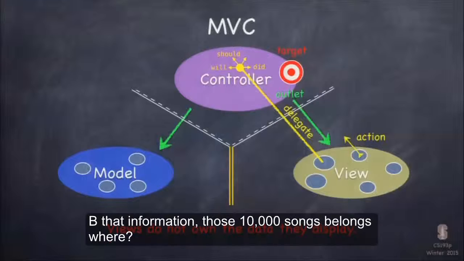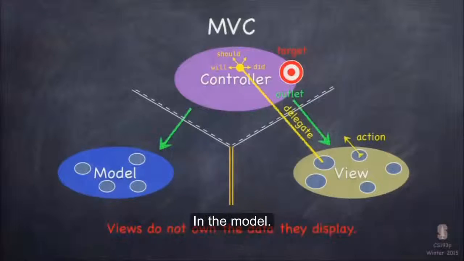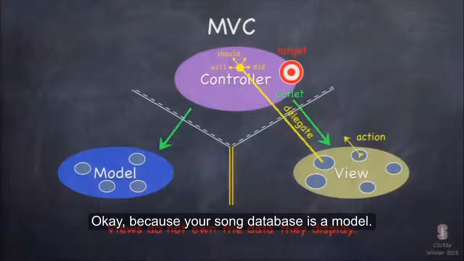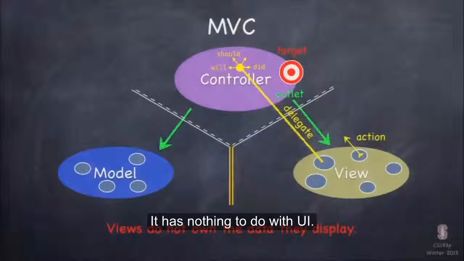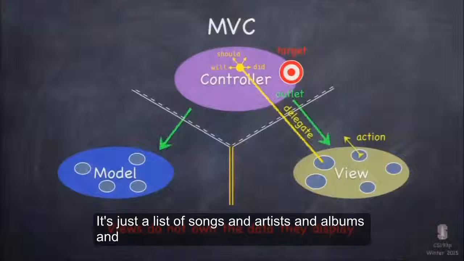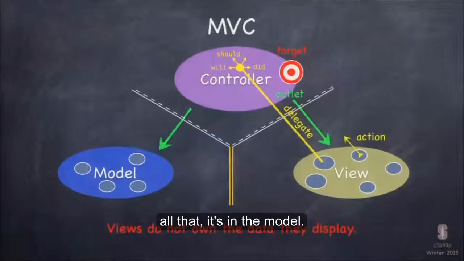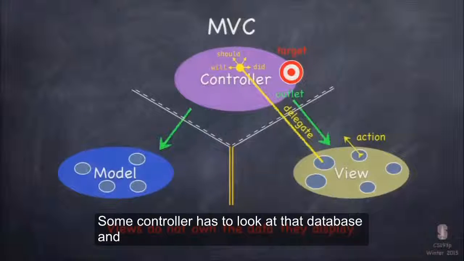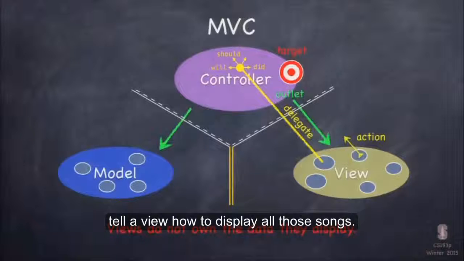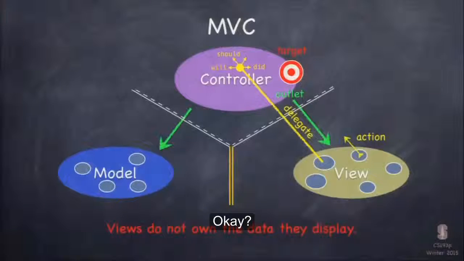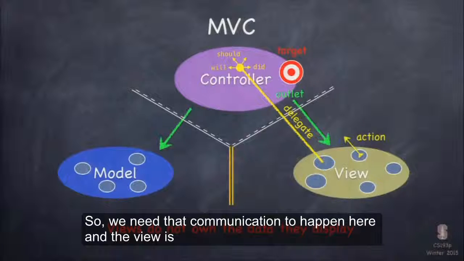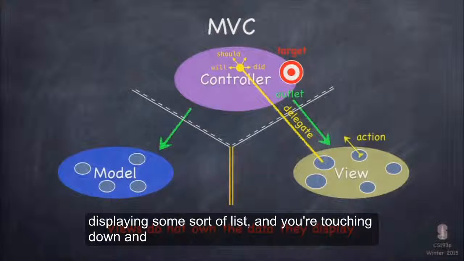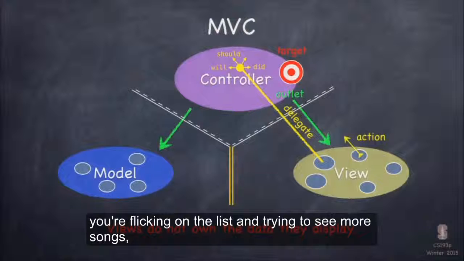A, that would be inefficient. And B, that information, those 10,000 songs, belongs where? In the model. Because your song database is a model. It has nothing to do with UI. It's just a list of songs and artists and albums and all that. It's in the model. Some controller has to look at that database and tell a view how to display all those songs. So we need that communication to happen here. And the view is displaying some sort of list, and you're touching down and you're flicking on the list and trying to see more songs.